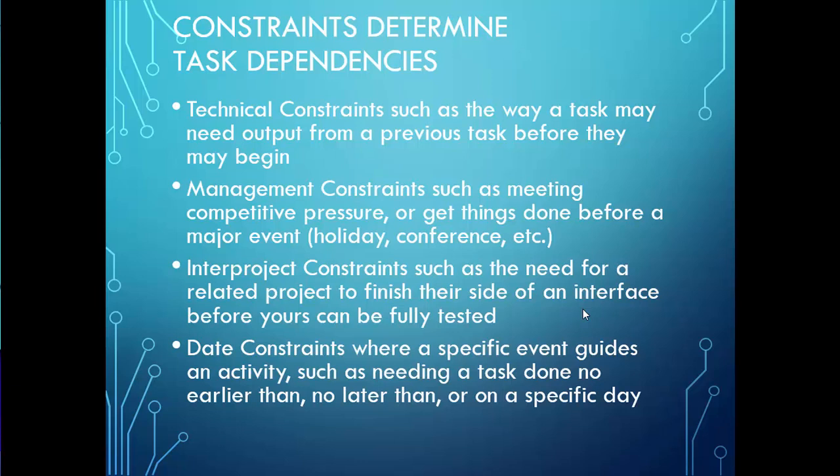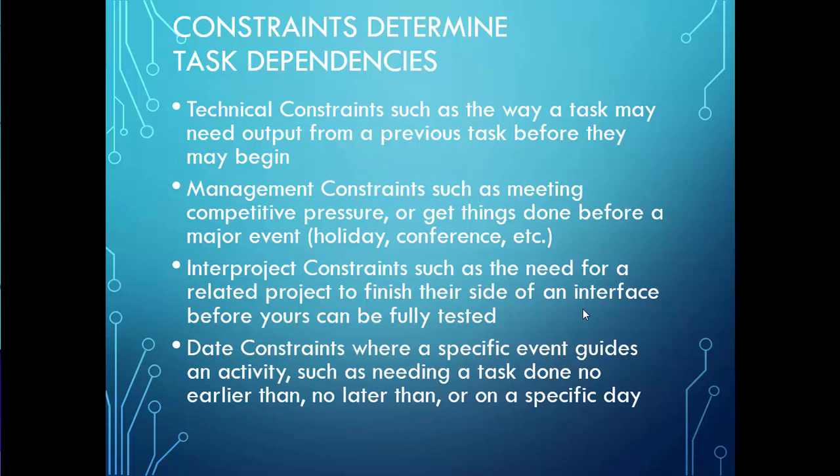For example, if we are trying to finish a website before Christmas, then I need to make sure that this constraint is being added to the tasks to make sure that it's been done before the Christmas holiday, and so on. We have to look at inter-project constraints, such as the need for a related project to finish their side of an interface before ours can start or can be fully tested.